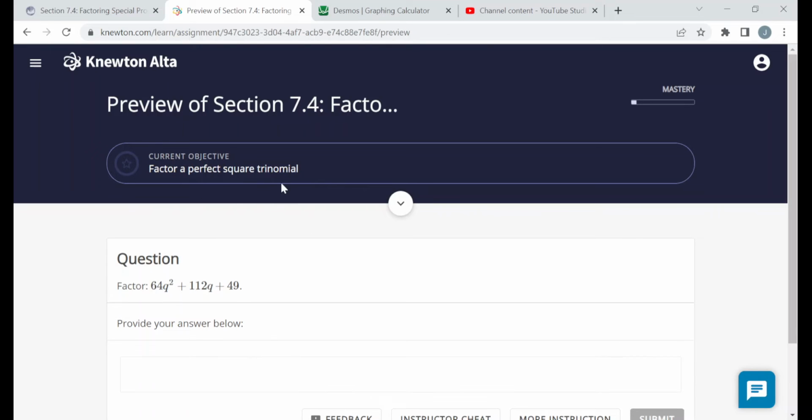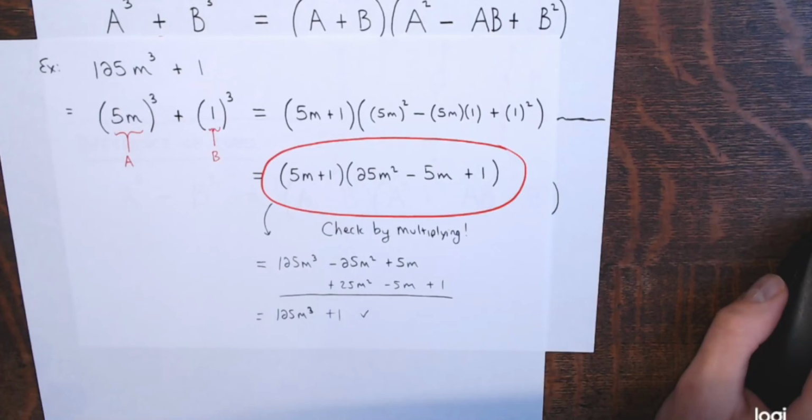Alright, so now we're working with these perfect square trinomials. Factor a perfect square trinomial. Now you've seen these before. It was when you were learning how to multiply polynomials, there was a section about special products from chapter 6, I believe. I forget exactly what section, but let me write that out here.